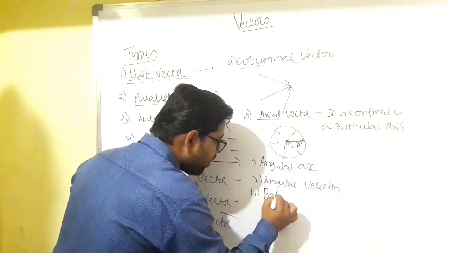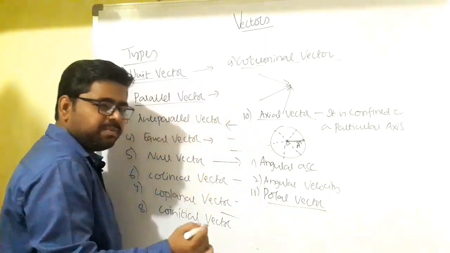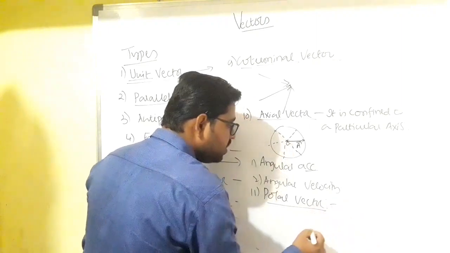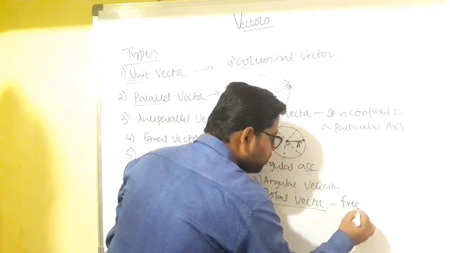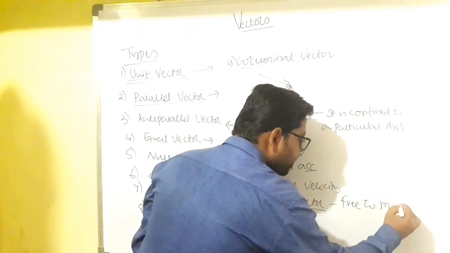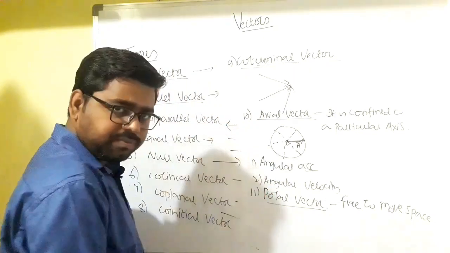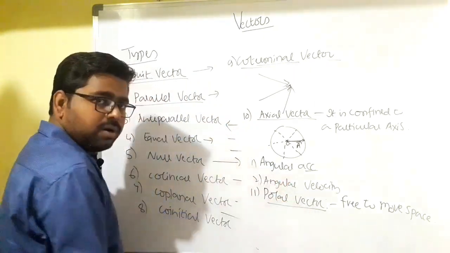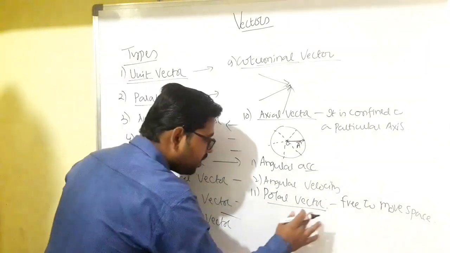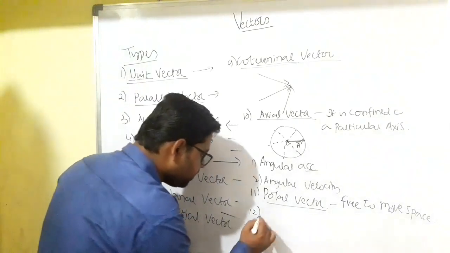This we call polar vectors. Most of the vectors that we see in physics, 95%, are polar vectors. What is a polar vector? It is free to move in a direction, free to move in space. Such vectors are called polar vectors. It can be in any direction. There is no constraint for such vectors. That is polar vectors.